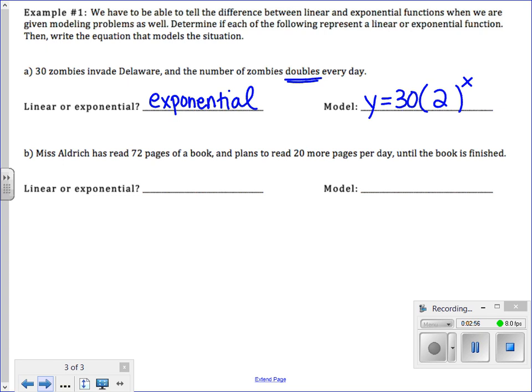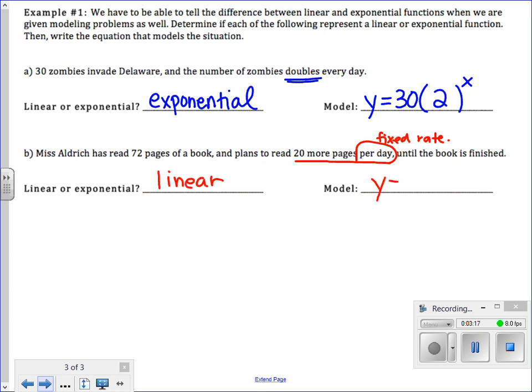Now it says Miss Aldrich has read 72 pages of a book and plans to read 20 more pages per day until the book is finished. Per day is my fixed rate. That's the same amount of pages I'm going to read every single day. So that means it's going to be a linear function.